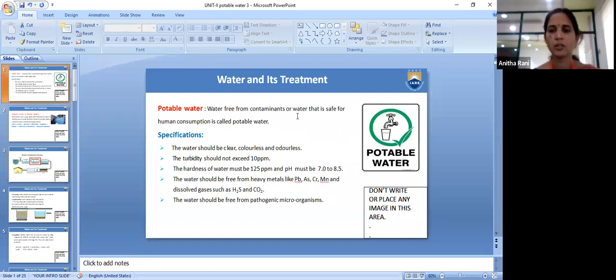So we know what potable water is. It is water free from contaminants. Water that is safe for human consumption is called potable water. So what are the specifications? The water should be clear, colorless, and odorless. The turbidity should not exceed 10 ppm. The hardness of water must be 125 ppm and pH must be 7.0 to 8.5. The water should be free from heavy metals like lead, arsenic, chromium, manganese, and also dissolved gases such as H2S and CO2. And water should be free from pathogenic microorganisms. These are the specifications of potable water.